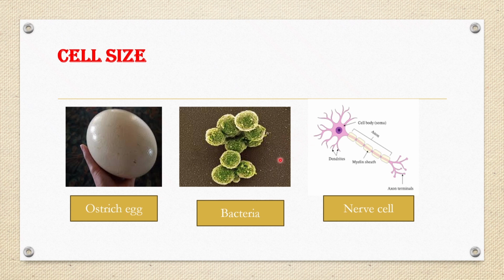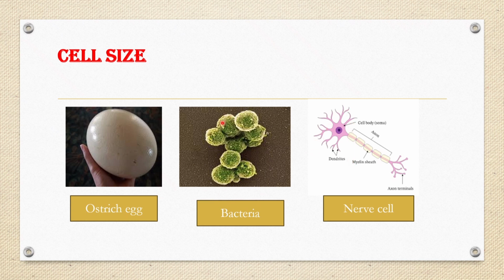Let us understand with an example. The size of a cell does not depend on the size of the animal. An elephant cell and a mouse cell can be the same size, but the elephant has more cells. That's why it is bigger in size than the mouse. Understand? The smallest cell is bacteria, the biggest cell is the ostrich egg, and the longest cell is the nerve cell. They are elongated and branched.